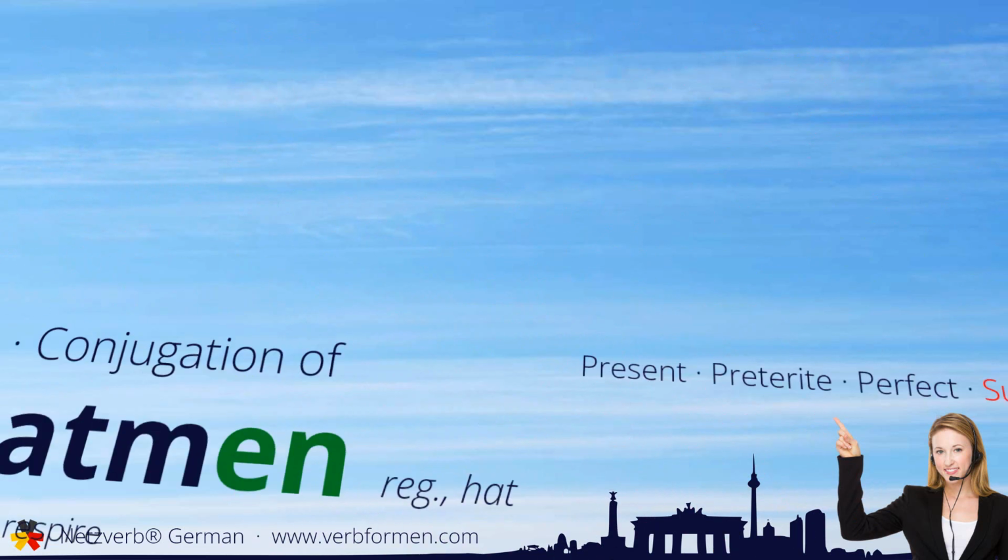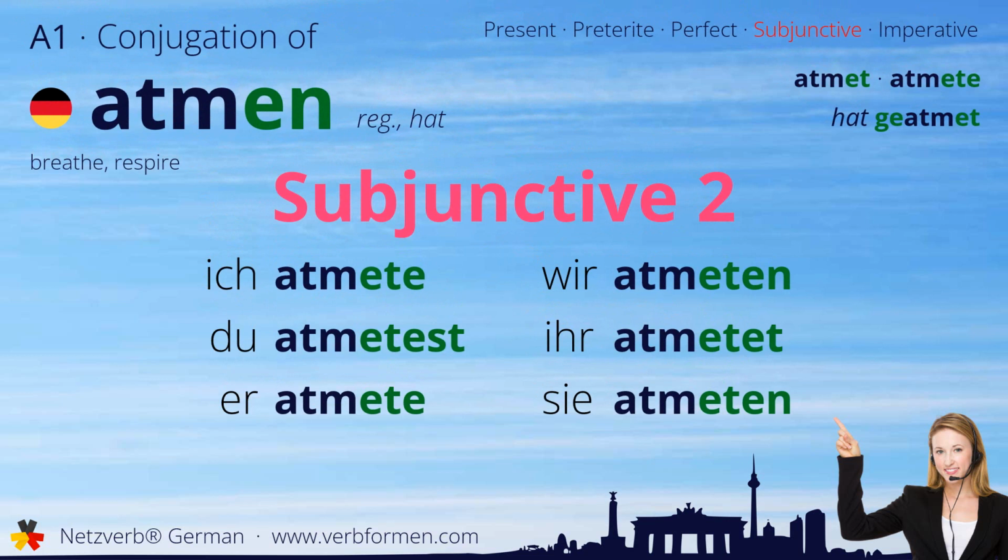Now we move on to the subjunctive two. Ich atmete. Du atmetest. Atmete. Wir atmeten. Ihr atmetet. Sie atmeten.